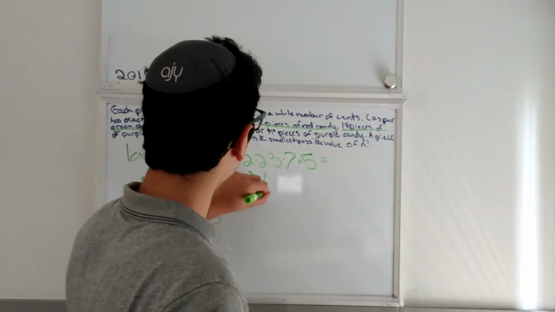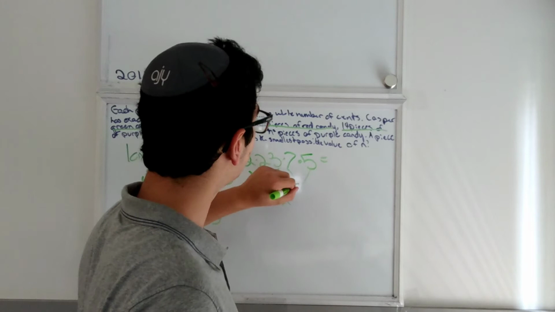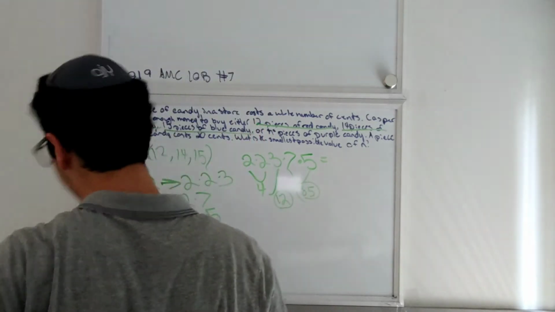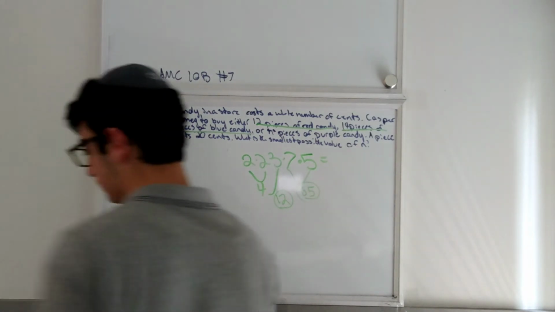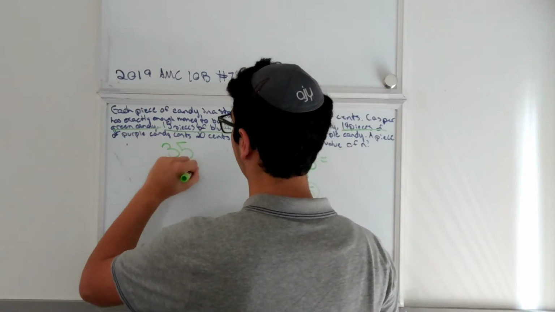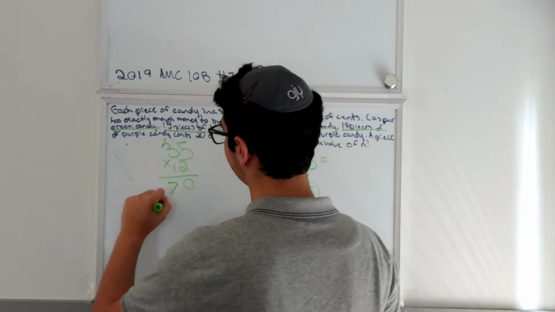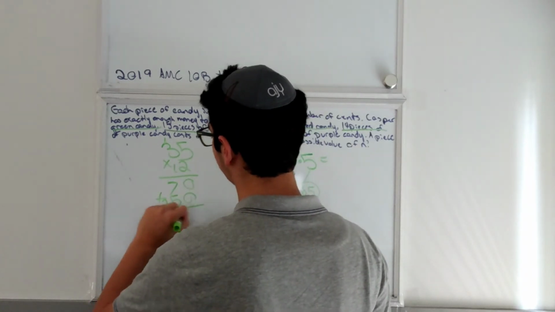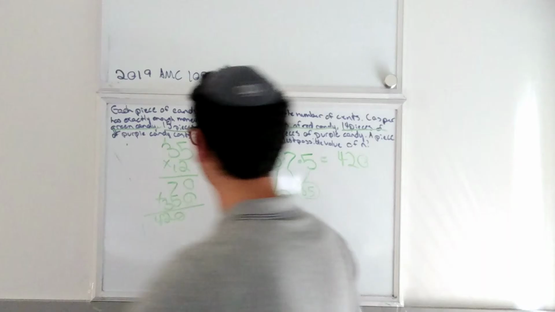Multiplying all these numbers together, 2 times 2 times 3 is 12, and 7 times 5 is 35. So what I'm looking for is 12 times 35. Right over here, I'm going to carry out the 1. This is 70 plus 350. I'm going to get 420. So the minimum number of cents that Casper brought is 420.